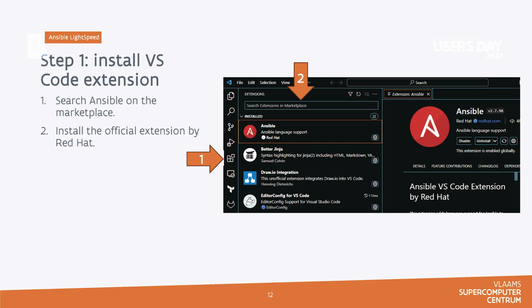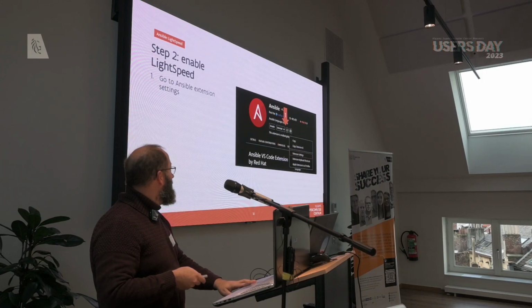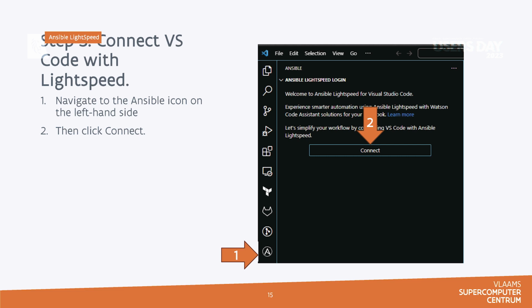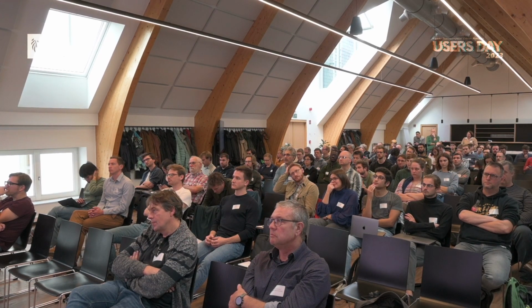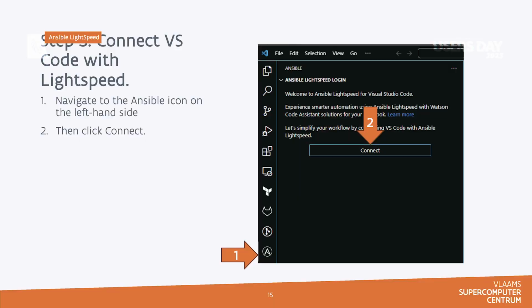To install it is quite simple. You just open VS Code, you search for the Ansible extension, then you go to the configuration, and you have to enable Lightspeed. Lightspeed is not enabled by default, so you have to enable it explicitly. And to use Lightspeed, you need to have a GitHub account. So you connect to your GitHub account, you log in, and you authorize Lightspeed for VS Code. And now Ansible Lightspeed is enabled on VS Code.